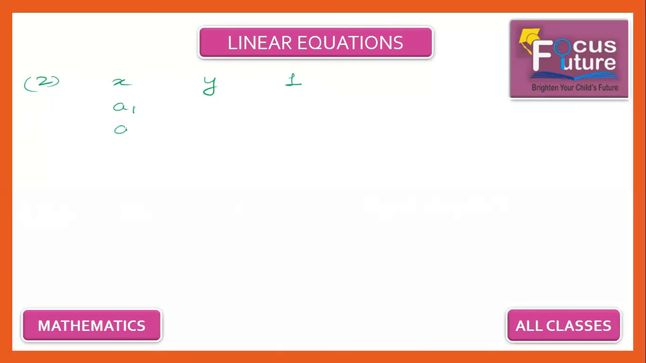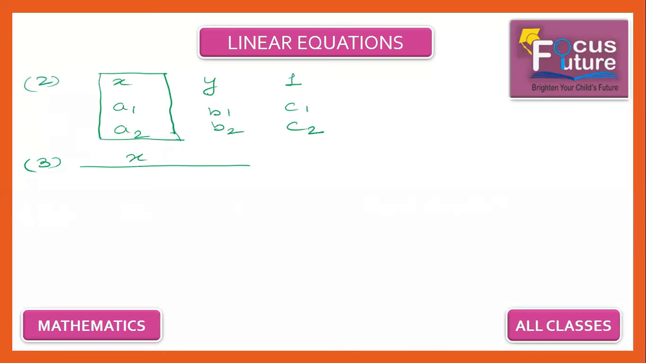Coefficient of x is a1 and a2. Coefficient of y is b1 and b2. And constants are c1 and c2. So step number 3 is cross multiplication. So you would write x divided by, leave this first column. If you are talking about x, you will leave this part.